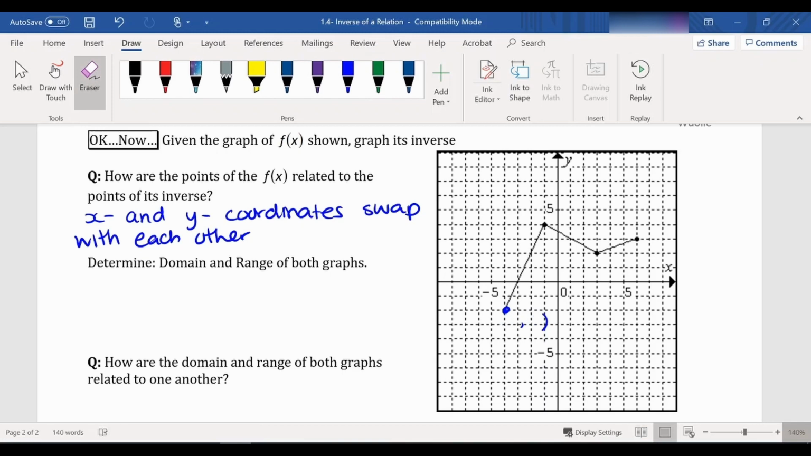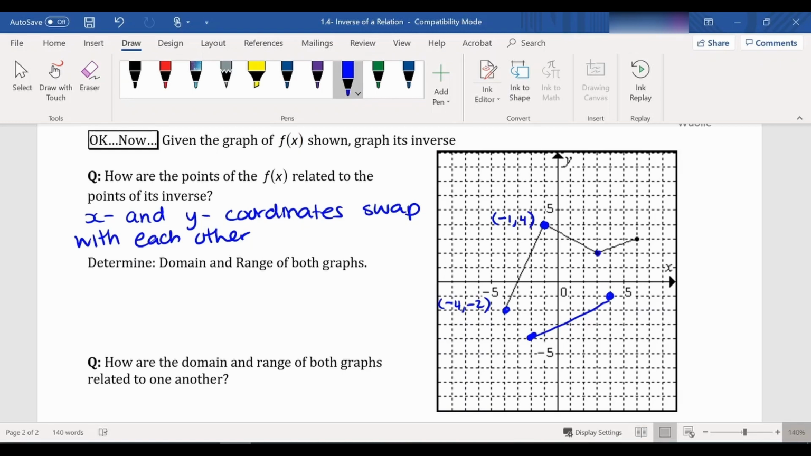So I'm actually going to move where my label is because I'm going to run out of space otherwise. So this is -4, -2 right now. My new coordinate is going to be at -2, -4. Right here. This point up here is at -1 comma 4. That means my new point is going to be at 4 comma -1. Connect your dots.